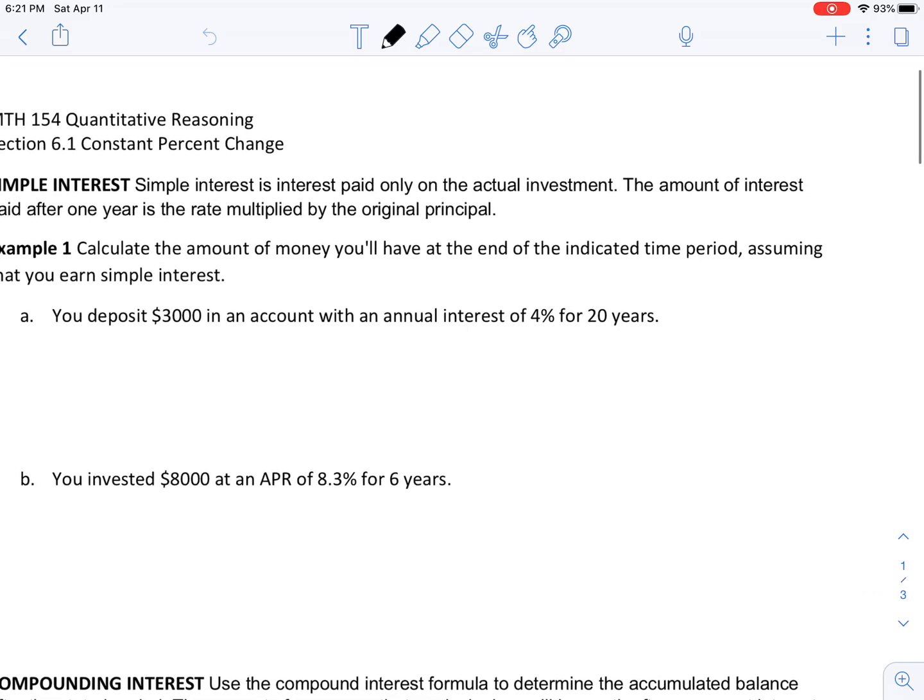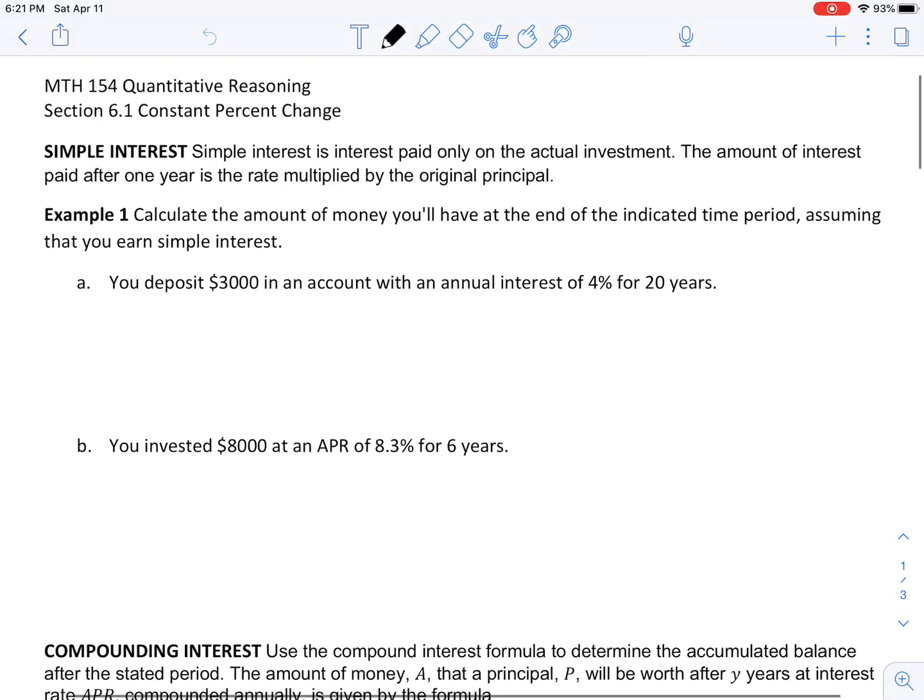Okay, so let's start with simple interest. We kind of worked with this before. Simple interest is interest paid only on the actual investment. So say that you're investing $5,000 for the next 20 years. You're only gaining interest on that original $5,000. So you're not going to get the most money in a simple interest case, but it is the simplest to calculate. The amount of interest paid after 1 year is the rate multiplied by the original principal.